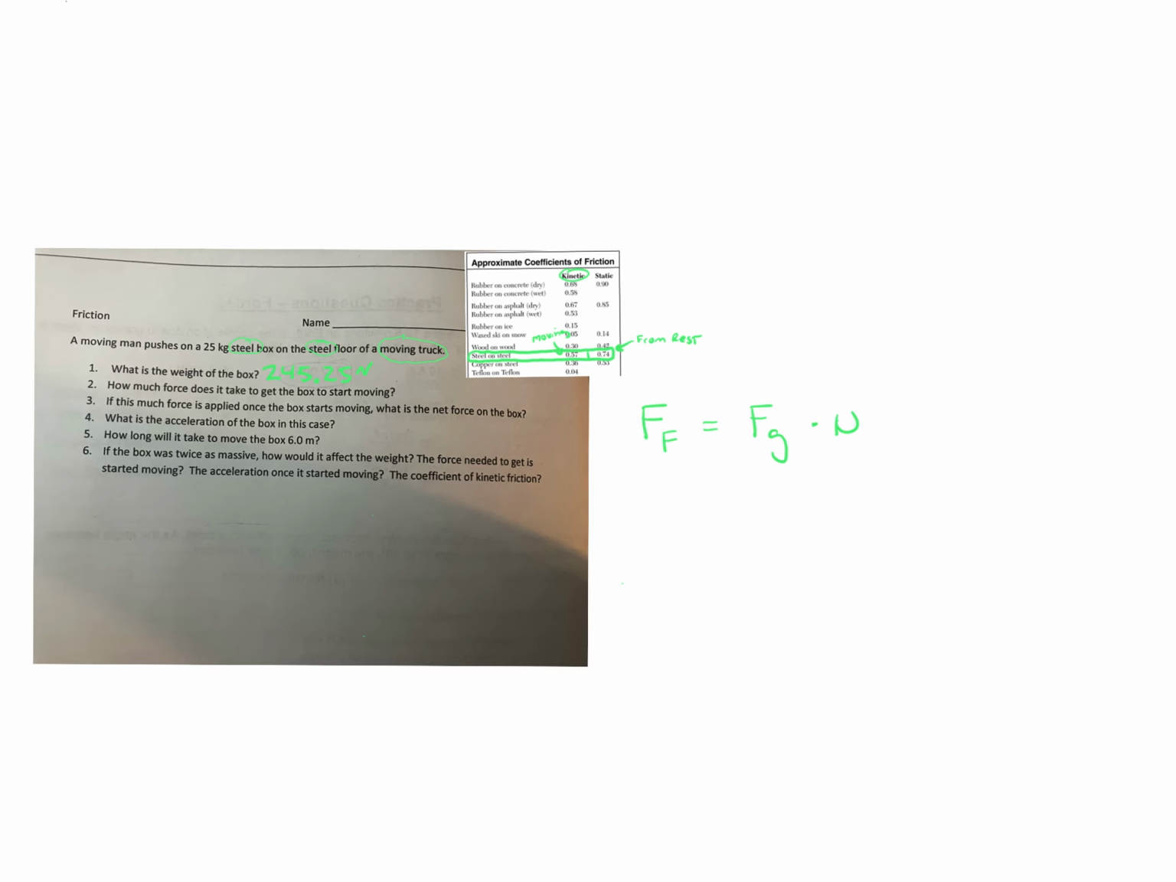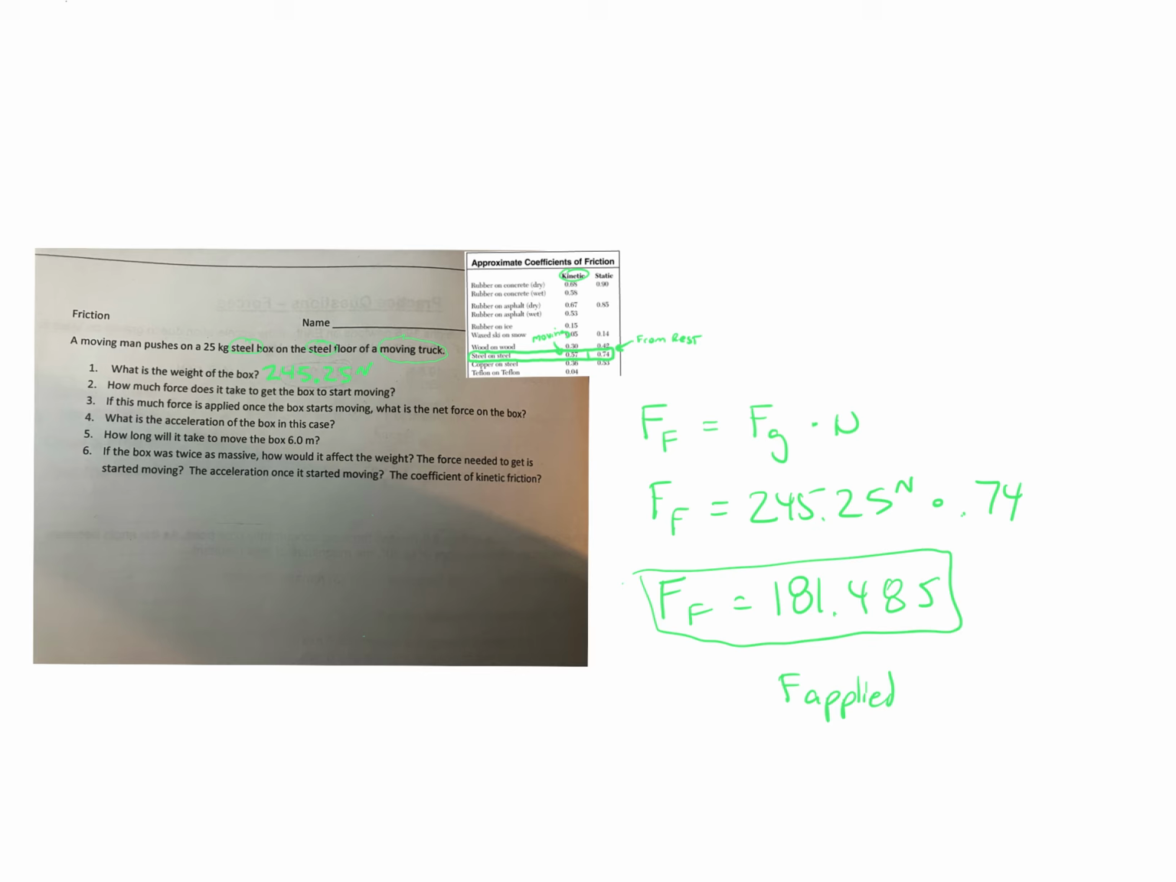So in this case, the force of friction will be equal to the force of gravity of 245.25 newtons multiplied by the mu of 0.74, and that gives me a force of friction of 181.485. That's the amount of friction you would have to overcome in order to get this box to move. So the force applied would need to be anything greater than 181.485. If you pushed it with 180, it wouldn't move. If you pushed it with 181.48, it wouldn't move. If you pushed it with 181.485, it would move, right? So anything greater than 181.485.